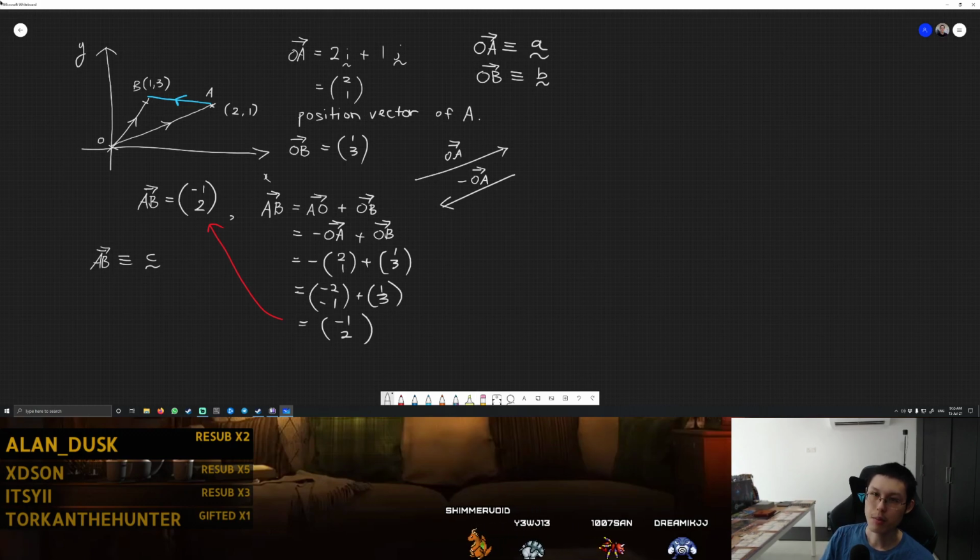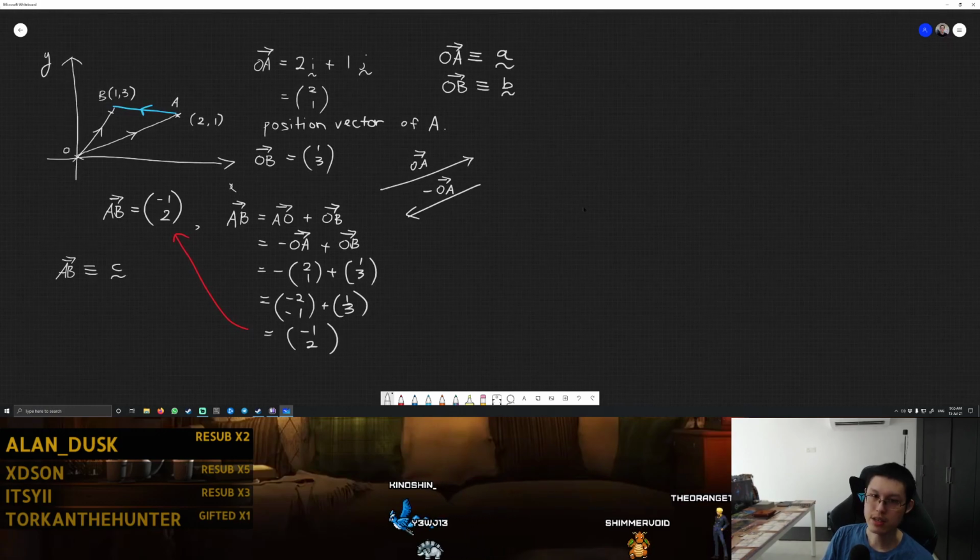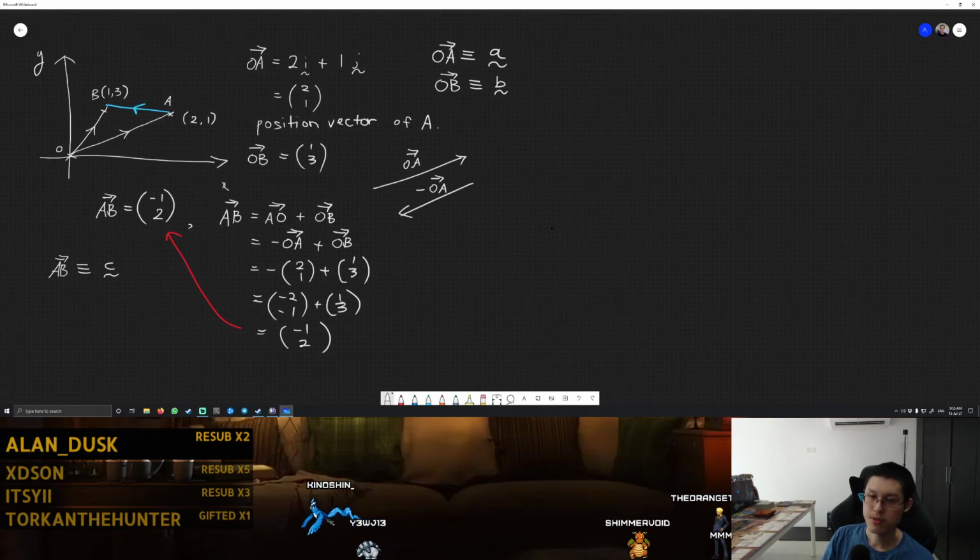But typically for position vectors, the unknown that you use is a small letter of whatever alphabet that you use over here. So if it's OA, you put a. If it's OB, you put b. If it's OC, you put c, small letter c. So that's the convention, okay? You don't have to follow the convention. This is just what they usually do.